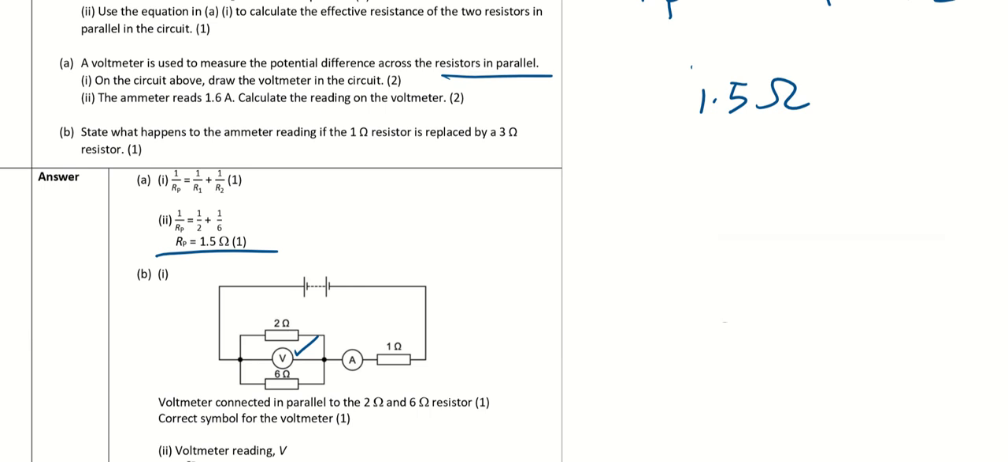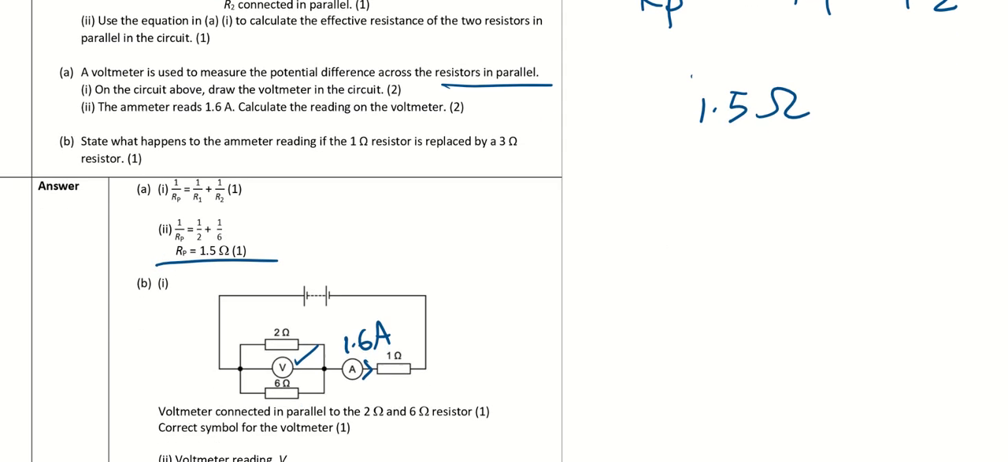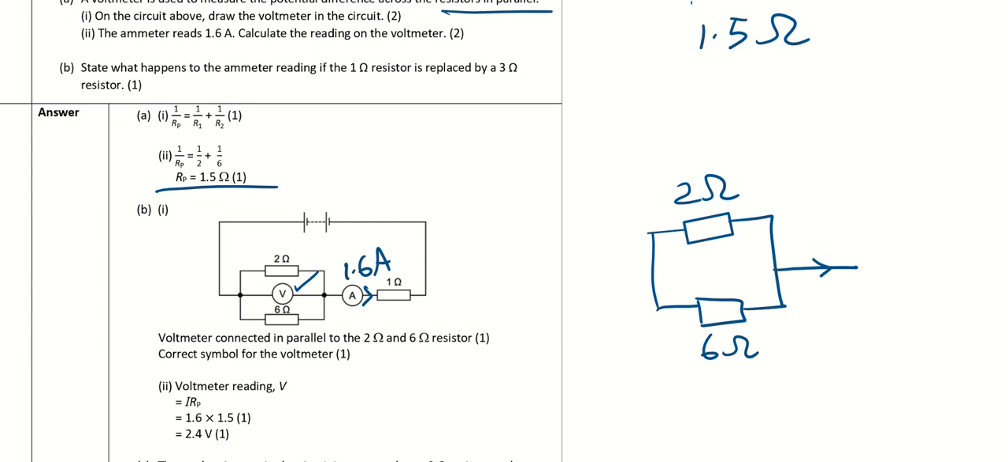So this ammeter actually has a reading of 1.6, which means the current flowing through the 1 ohm is 1.6. Do we know the EMF? We don't know. But they want us to calculate the reading on the voltmeter. All right, we can do that. Let me draw the circuit larger, 2 ohm. Then I have a 6 ohm here. And I have 1.6 ampere. I don't need the ammeter. My 1 ohm is here.